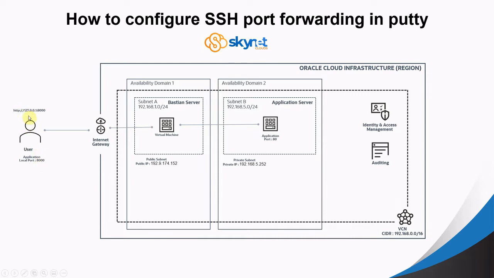So the user can access 127.0.0.1:8000, that is localhost colon 8000. He or she can access the application that is running on a private subnet in his laptop. So here we have configured the subnets and everything in OCI. It's very easy, and we have opened only the required port. Okay, so let's go to the OCI console.